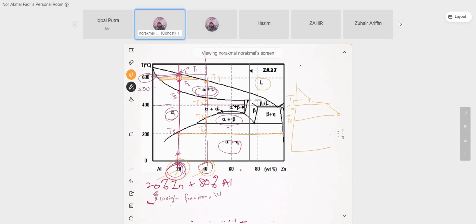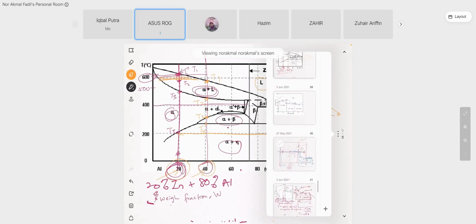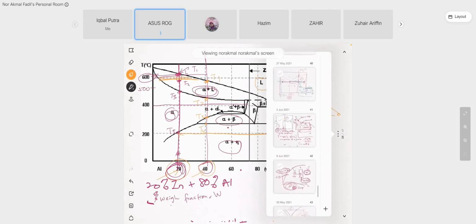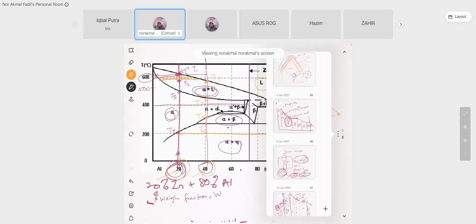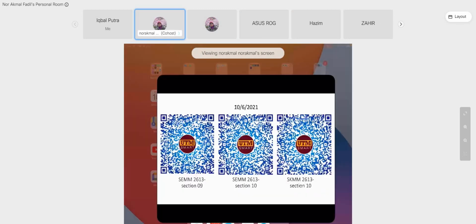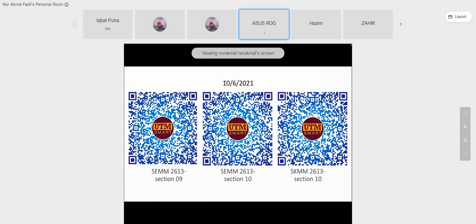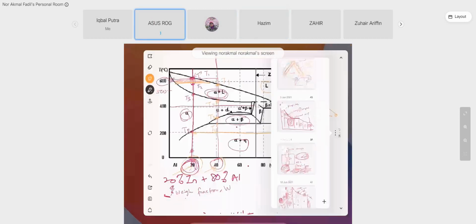Okay? Sorry, tadi siapa nak tanya? Silakan. Saya nak tanya Doktor. Ya. Doktor, yang untuk phase diagram untuk copper silver, Doktor ada tak dalam ni? Saya nak tanya yang untuk tadi yang weight fraction tu, copper silver.